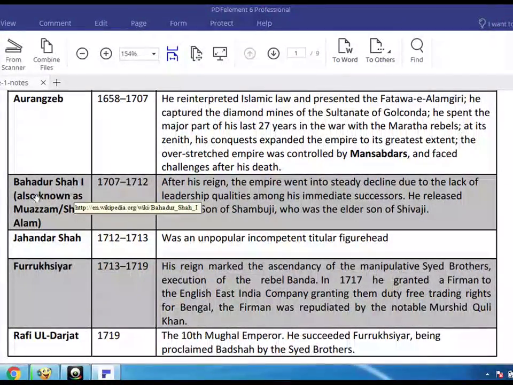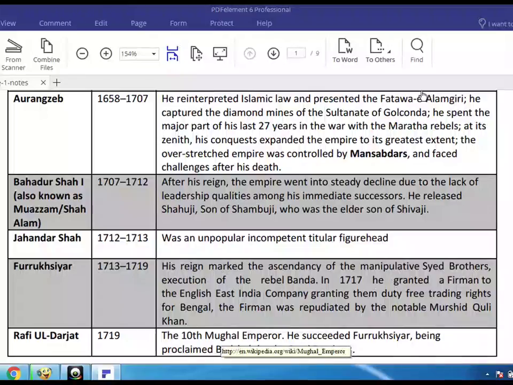Bahadur Shah I, also known as Muazzam / Shah Alam, 1707 to 1712. After his reign, the empire went into steady decline due to the lack of leadership qualities among his immediate successors. He released Shahuji, son of Sambhaji, who was the elder son of Shivaji.